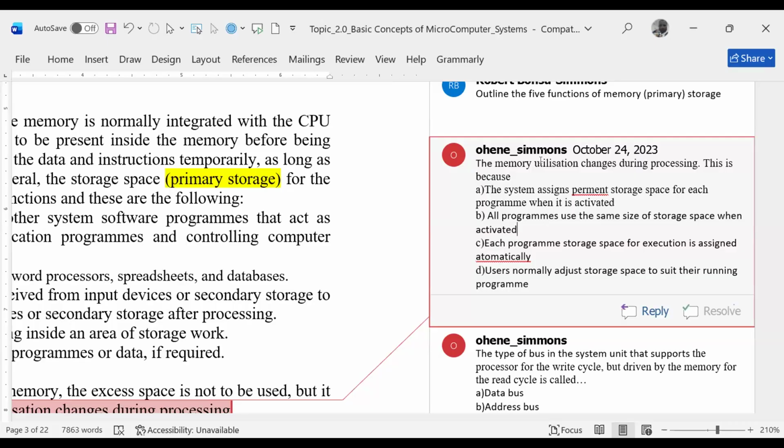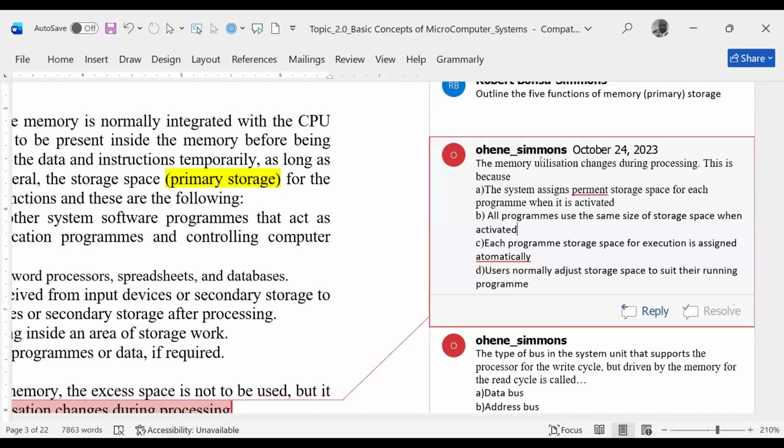Do you understand the question? We want you to answer everything for us. So they are saying that there is a statement. They are saying that the memory utilization... Do you understand the question? Yes, I understand. Okay, now tell us your understanding. So they are saying that the use of the memory changes during processing. Okay, that is good. And they are asking why. The question is asking why.